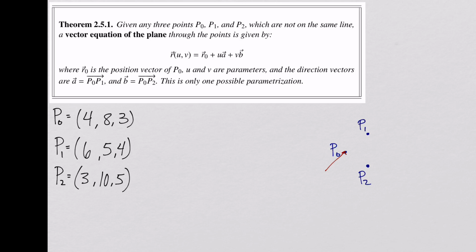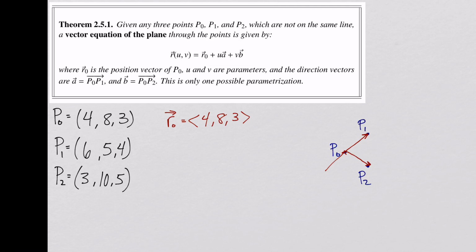And so the first displacement vector is from P0 to P1, so we've got to find a displacement vector here and a displacement vector from P0 to P2, right? Okay, so that's the general concept of what we're going to do. So if R0 is the position vector of P0, that's easy. We can just say R0 is equal to this vector now, 4, 8, 3, right?